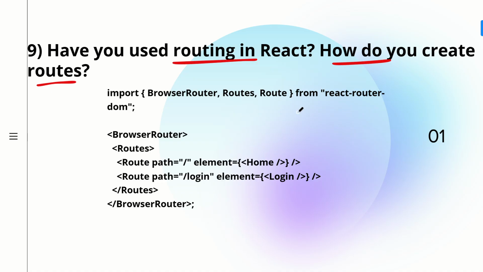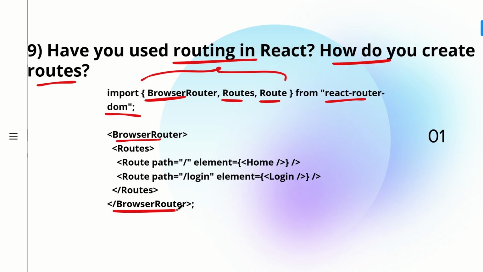To create routing, firstly, routing is not available to us by default in React. You will have to make use of the React Router DOM library. This is again a third party library. From there you have to import BrowserRouter, Routes, and Route. So these three important keywords you have to import from React Router DOM. And then you have to start with BrowserRouter, so you have to start and then you have to end.